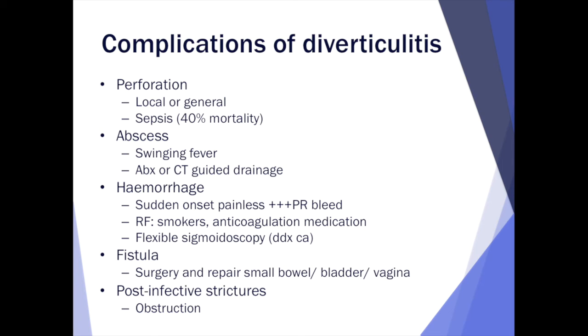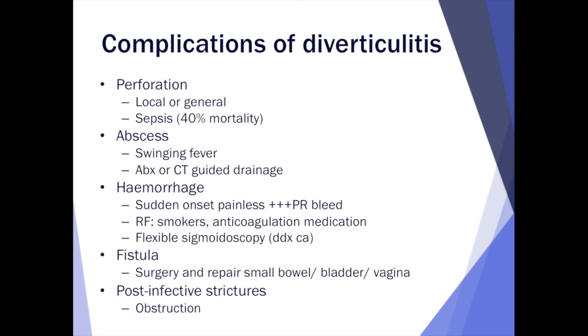Complications include perforation. This can be a localized perforation which can be self-limiting, or rarely general intra-abdominal sepsis causing fecal or purulent peritonitis. Perforations are usually self-limiting, but they can have a high mortality rate. Abscesses can be treated with antibiotics if small, or if they're larger, a CT-guided drainage may be preferable to surgery in older patients. As with any chronic inflammatory condition, fistulas can occur.